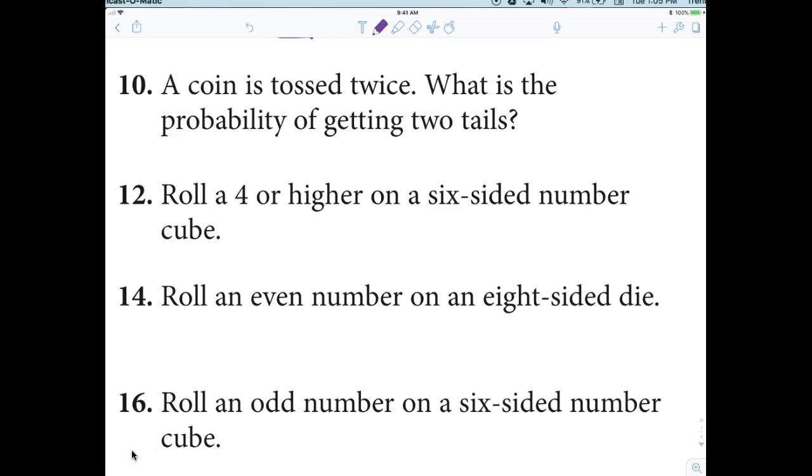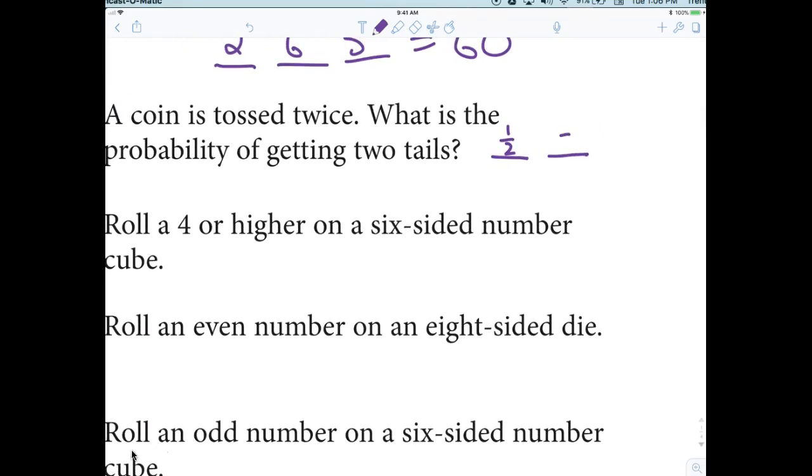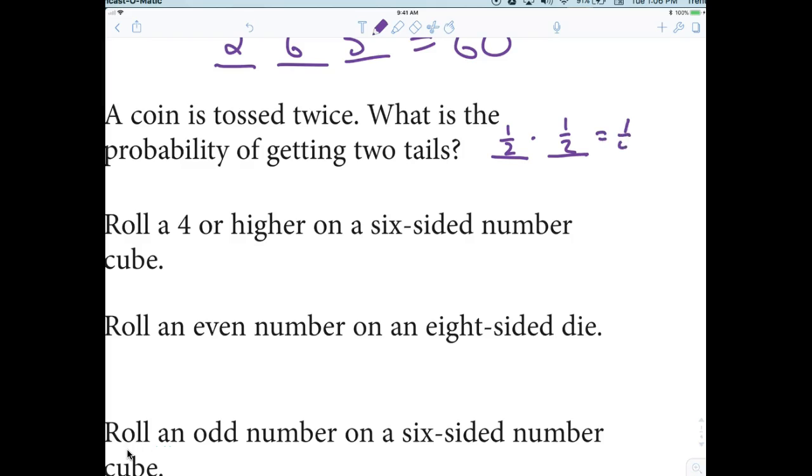1/2. All right? So you have 2 things going on. You're going to flip a coin. You're going to get 1/2. Now you're going to flip it again. What's the probability of getting a tail again? 1/2. Fundamental counting principle says, what do you do with those options? Multiply them together. That's how you came up with 1/4. So you have a 1 in 4 possibility.